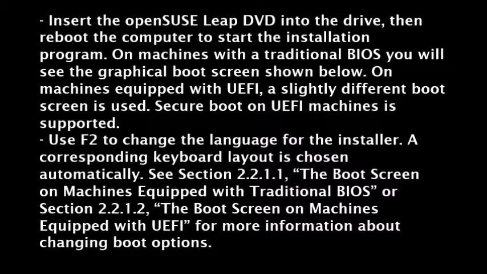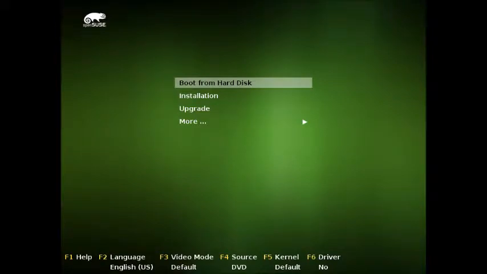Use F2 to change the language for the installer. A corresponding keyboard layout is chosen automatically. See Section 2.2.1.1, The boot screen on machines equipped with traditional BIOS, or Section 2.2.1.2, The boot screen on machines equipped with EFI, for more information about change in boot options.